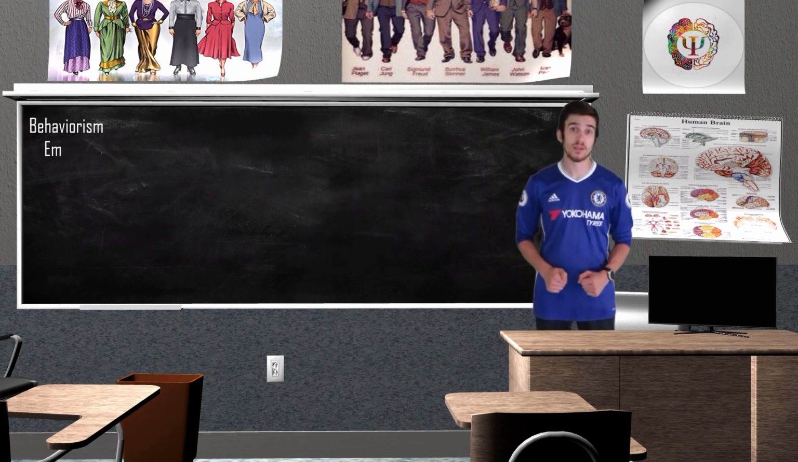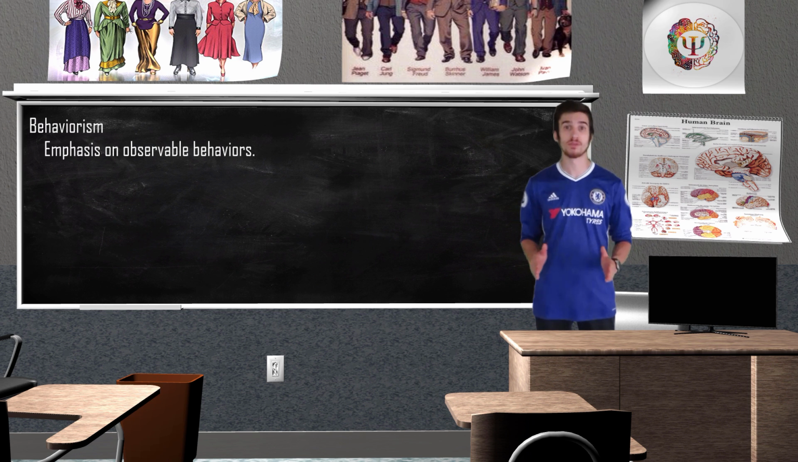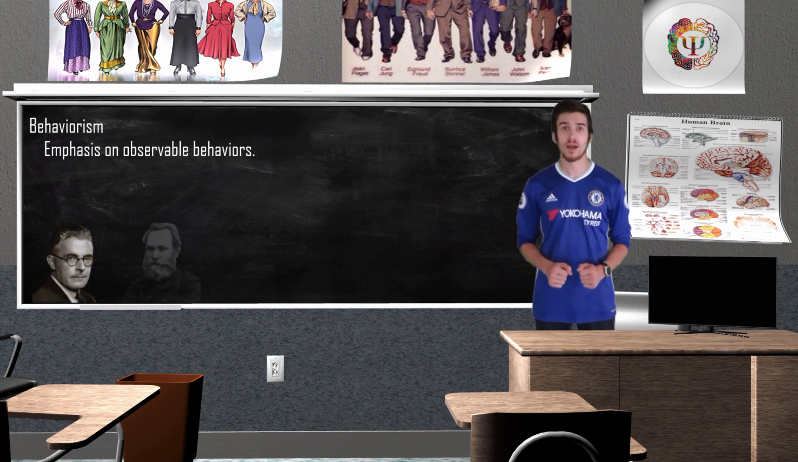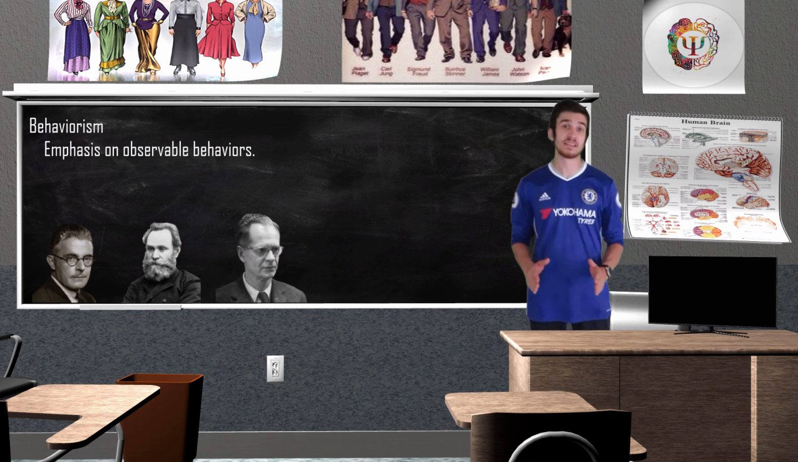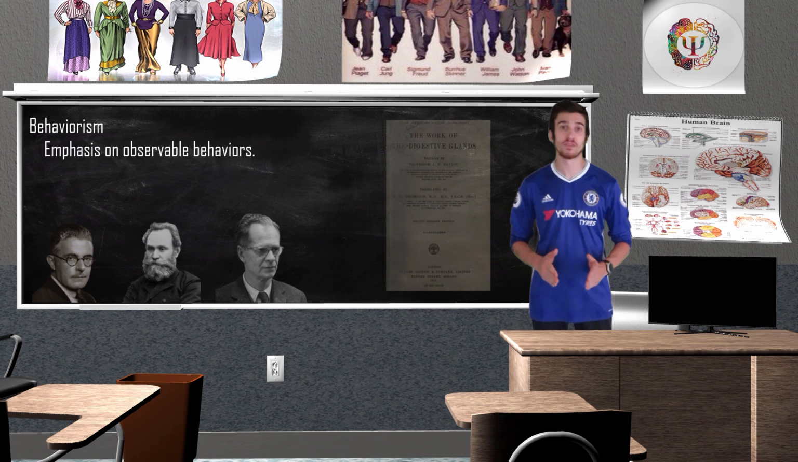The first half of the 20th century will introduce us to behaviorism, a school of psychological thought that focuses on observable behaviors. Our notable individuals with behaviorism are going to be John B. Watson, Ivan Pavlov, and B.F. Skinner. In 1897, Ivan Pavlov published his findings on his studies of digestion.